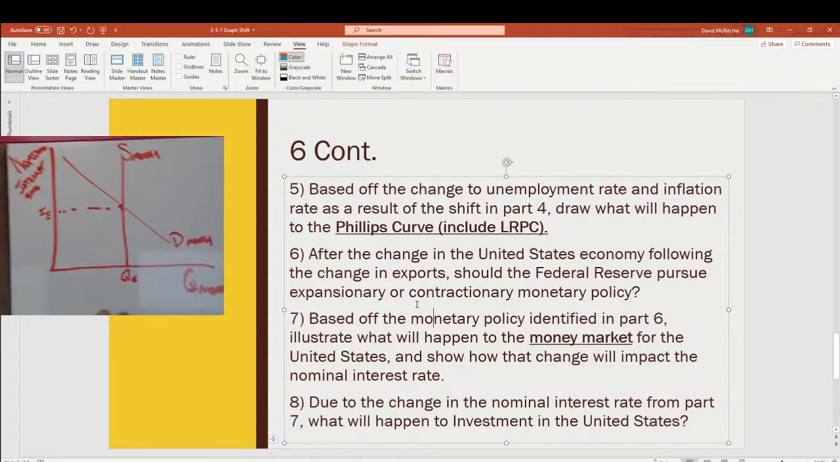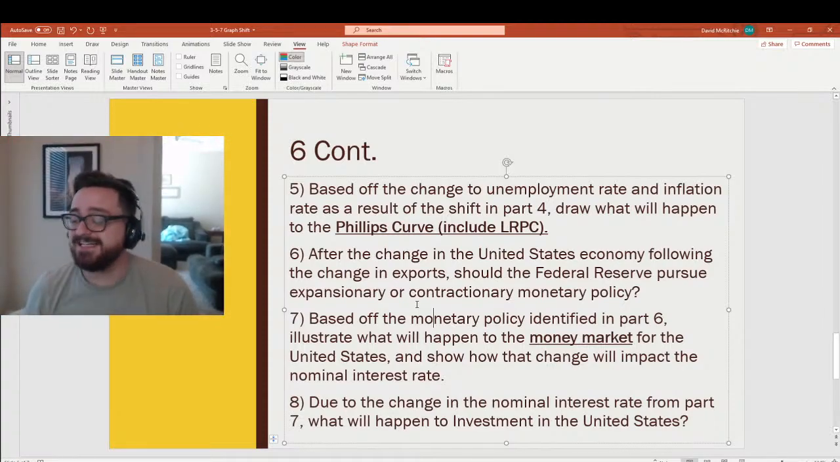So like right here, what's my graph? Okay, so I did an expansionary monetary policy there because, again, by decreasing exports, we moved into a recessionary gap or a negative output gap. So we would ask the government to try and help out the economy, pump it up.